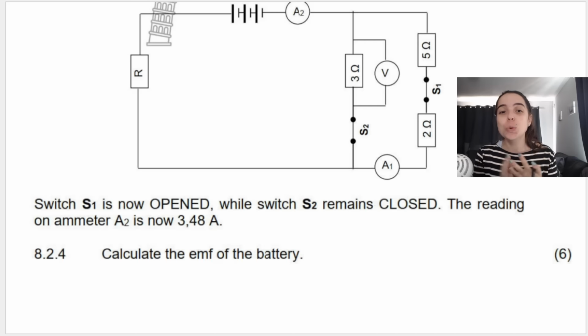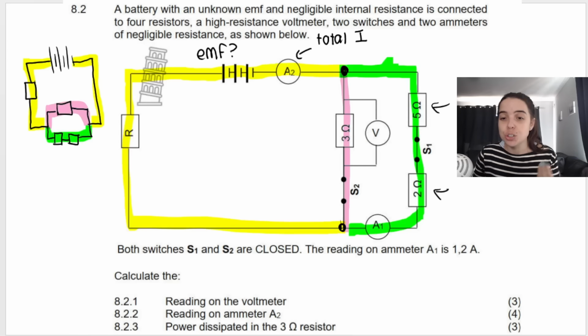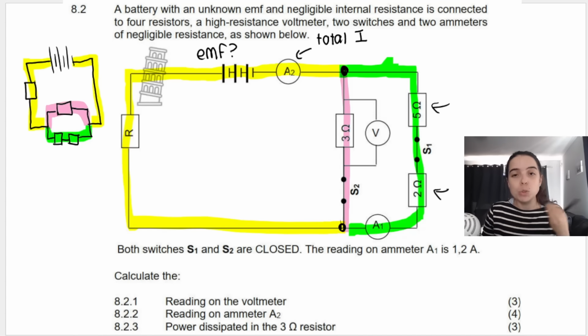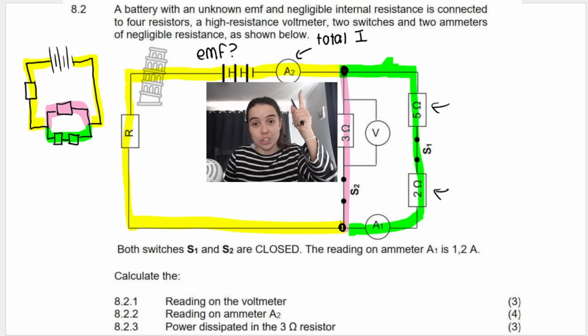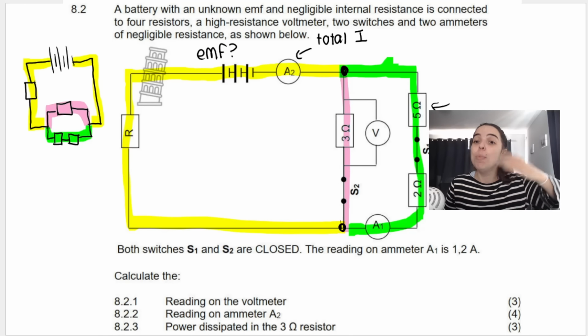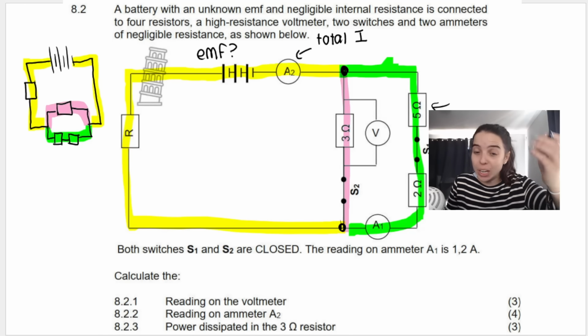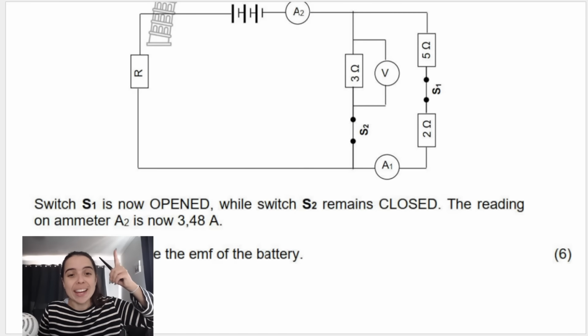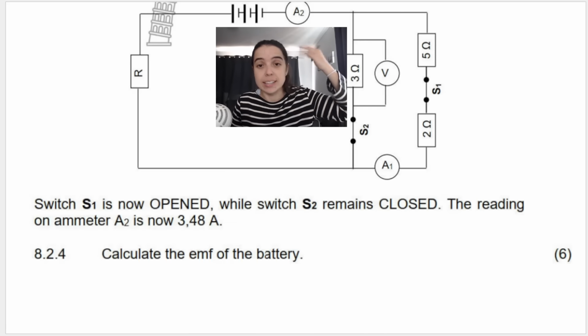So we say switch S1 is now opened. S2 remains closed. Remember, initially both switches were closed. So if you read the original story, it says both switches are closed and they give me a current reading. And we also worked out the total current for that question. Then they open one of the switches and they give me a new current reading. And the new current reading that they give me is for A2, and that once again is still total current.